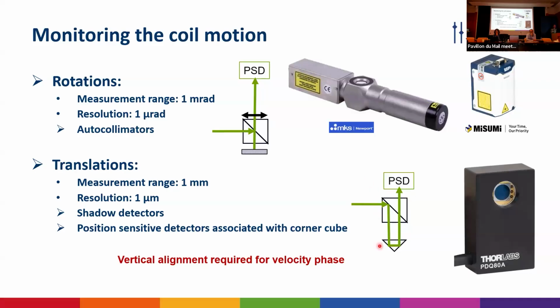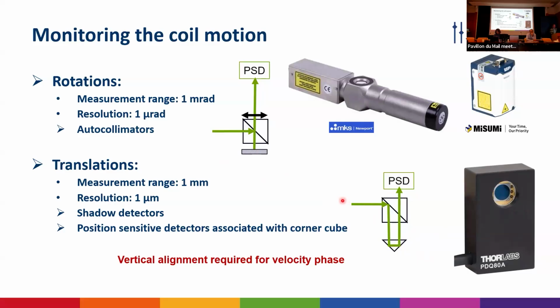In terms of translation, we are using almost the same kind of system. This time it is not an autocollimator anymore because the flat mirror here is replaced by a corner cube fixed on the coil, on the moving part that we want to characterize. And we just measure the parasitic displacement of the beam with typical commercial position sensitive detector or quadrant detector. Again, it is something that you can find commercially available.